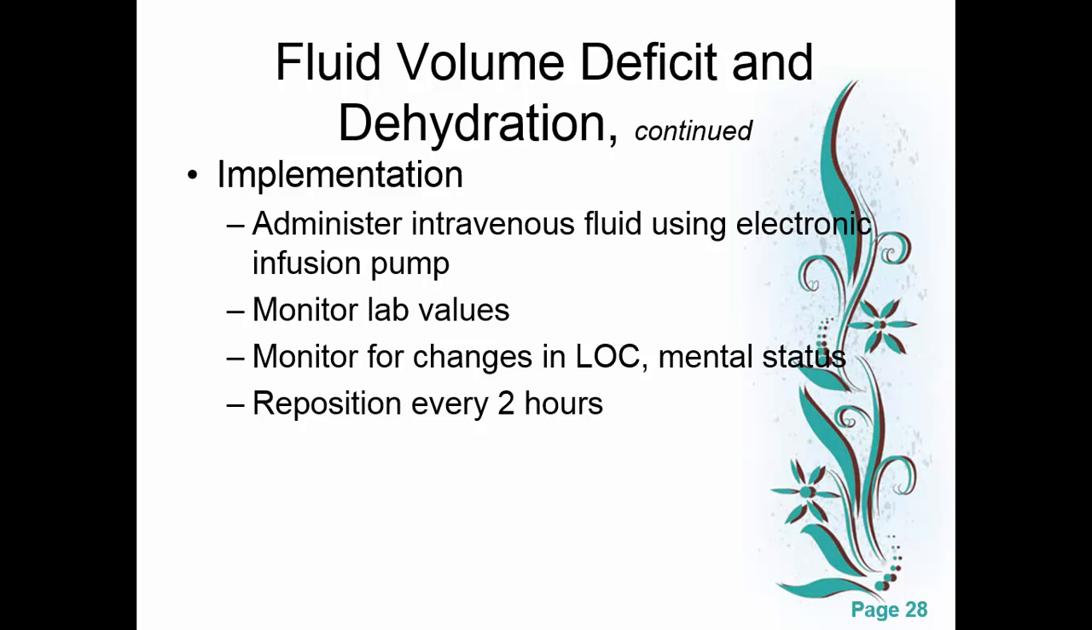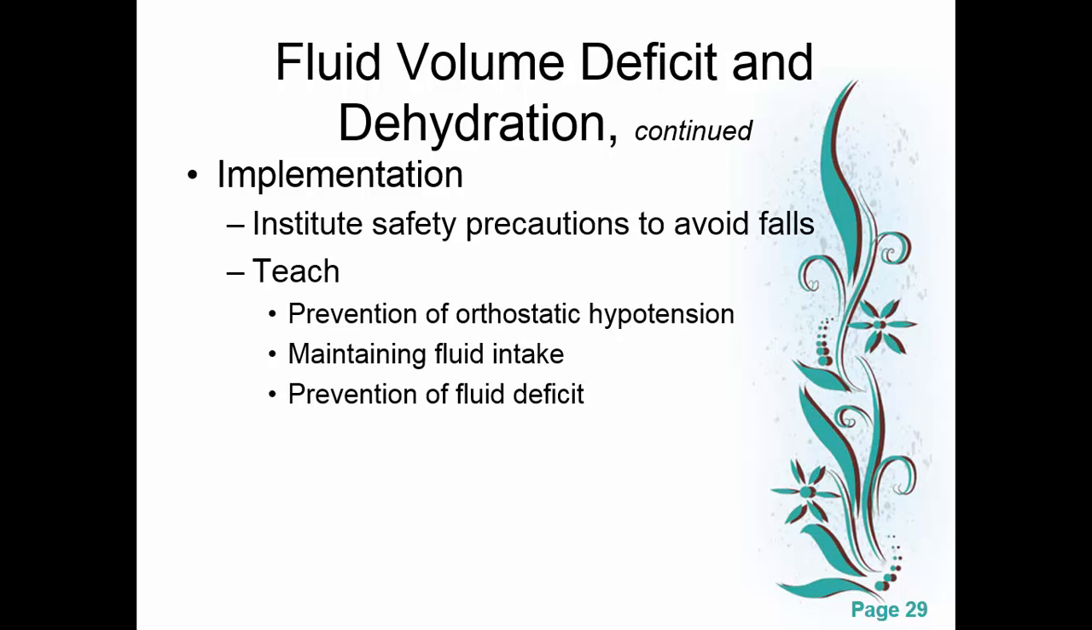You want to monitor for changes in level of consciousness and mental status, making sure that you reposition them every 2 hours if they are unable to move independently. Instituting safety precautions to avoid falls. And that may be secondary to dizziness or loss of balance. You want to teach them prevention of orthostatic hypotension, so they need to change position slowly, avoid prolonged standing. They also recommend them resting in a recliner during the day as opposed to staying in the bed.